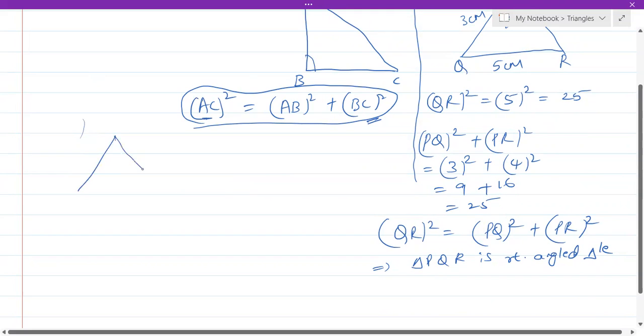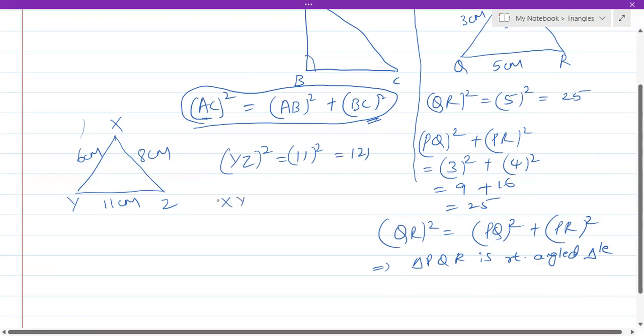Let's say we have got a triangle XYZ. Let's say this is 6 centimeter, and let's say this is 8 centimeter, and let's say this is 11 centimeter. So which is the biggest one here? 11 centimeter, YZ. Square it. We get 11 square, that is 121. Take the other two things, XY square plus XZ square. XY is 6 square, XZ is 8 square. So 6 square is 36, 8 square is 64. So we get 100.